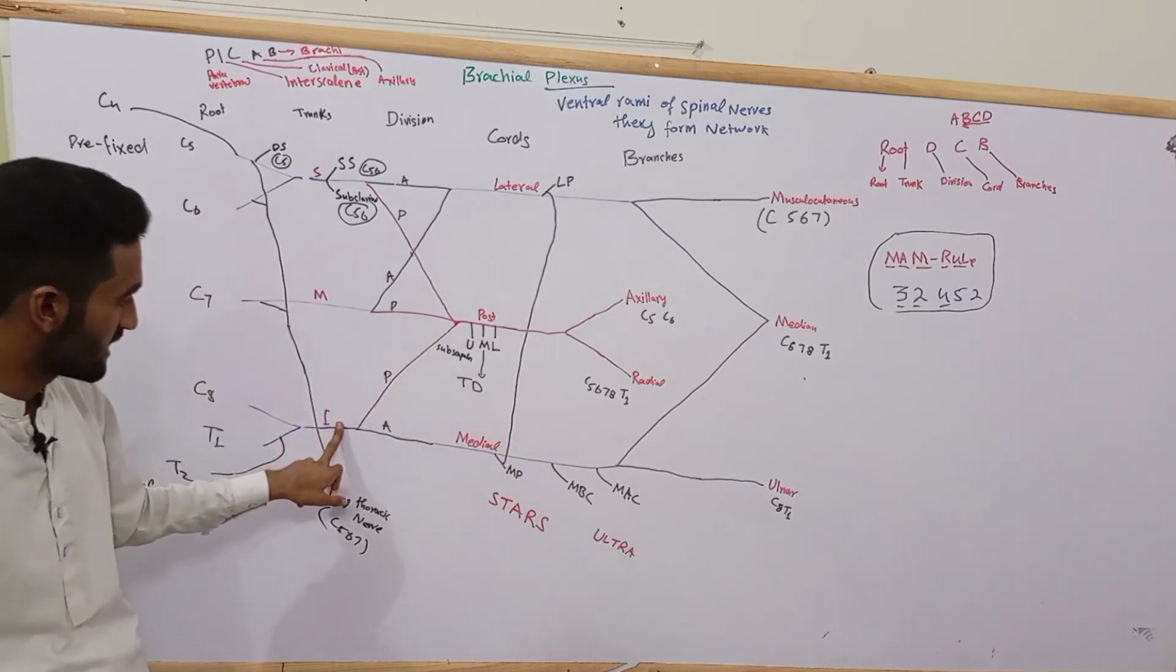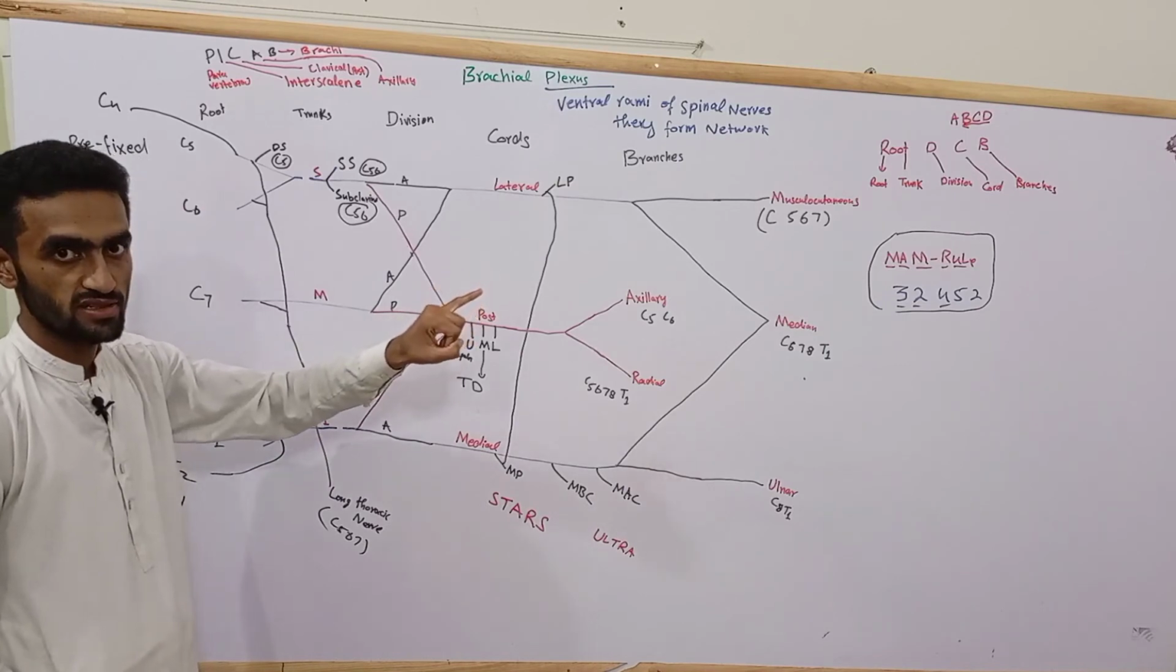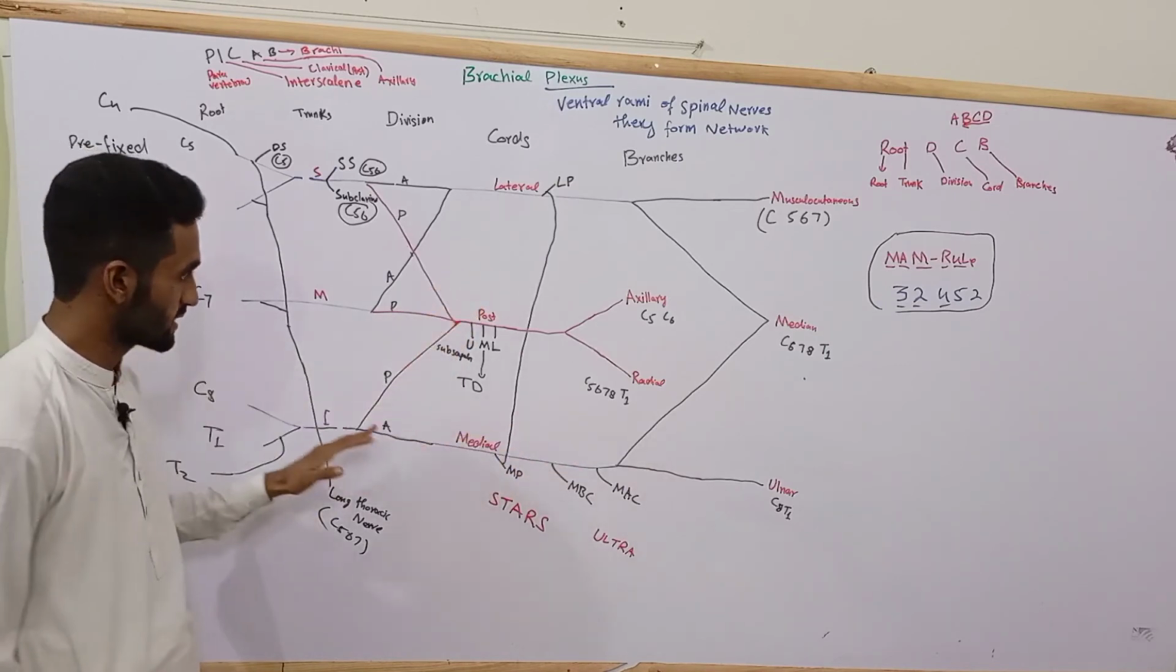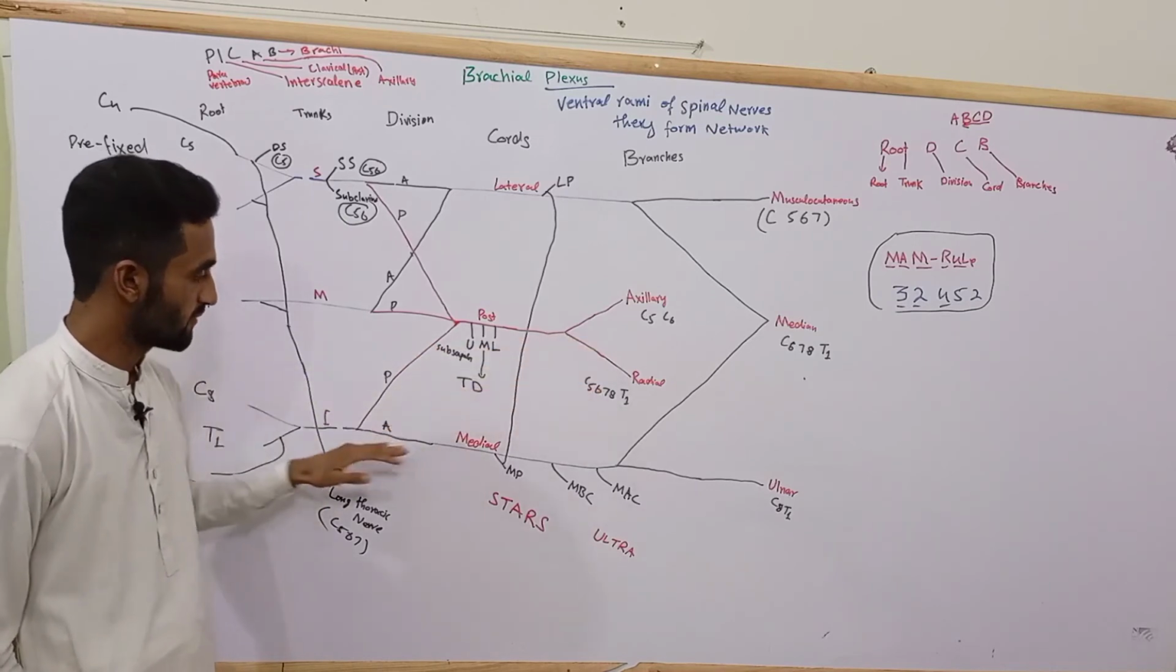If the injury is at this point, which nerve will be affected, which not affected? Ulnar will be affected, because it is coming from here. Axillary and radial will be affected.